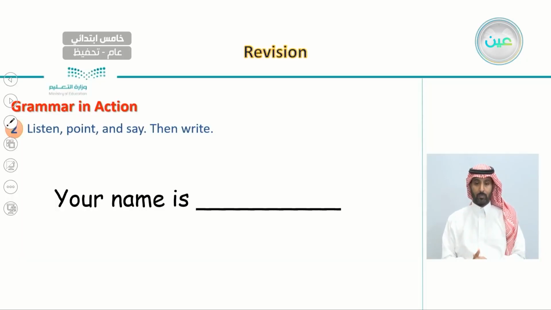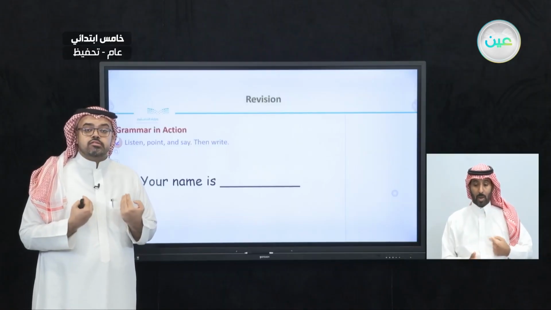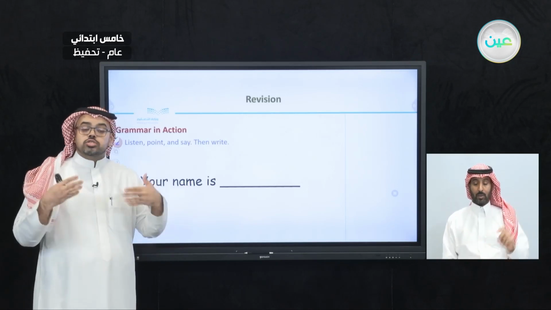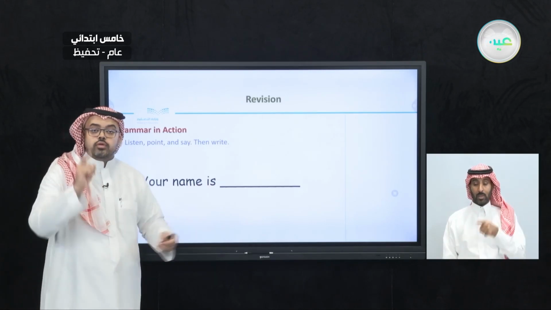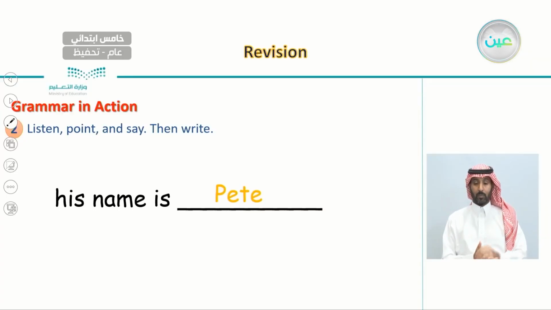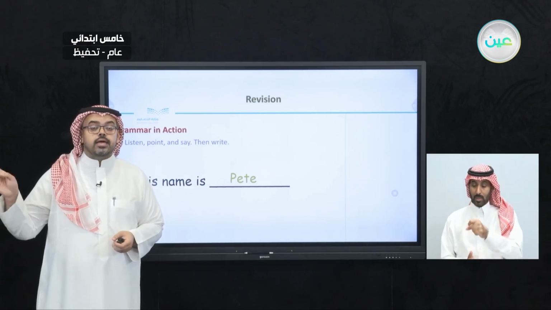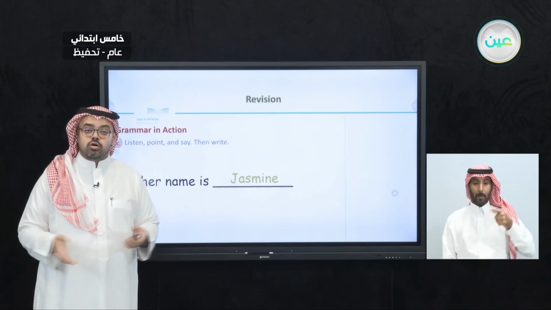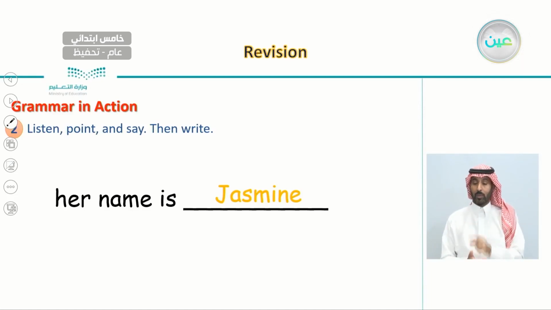Okay, so in the first sentence, Kim talks about herself. My name is Kim. The second one, she is talking about you. Your name is. And here you write down your name. And the third one, his name is Pete. She's talking about her brother. Also, the fourth one, she's talking about her mother. Her name is Jasmine.